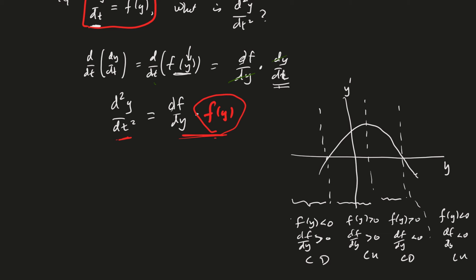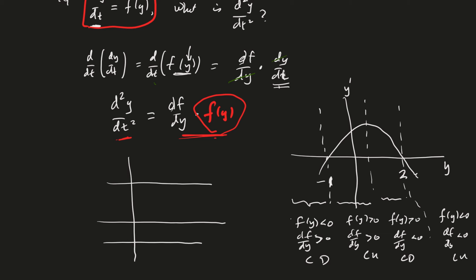Okay, so let me go ahead and put in some numbers here. -1, maybe 1, 2, and so let's draw our picture of our graph here. So we have an equilibrium at -1 and an equilibrium at 2. And then less than -1, we see now that we're decreasing and concave down. So decreasing and concave down means that you're looking like what?